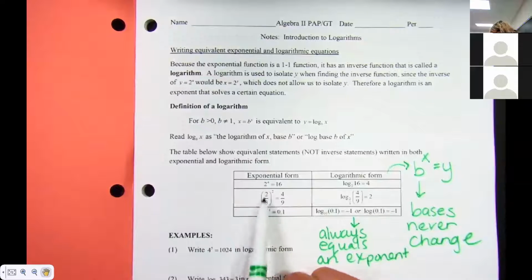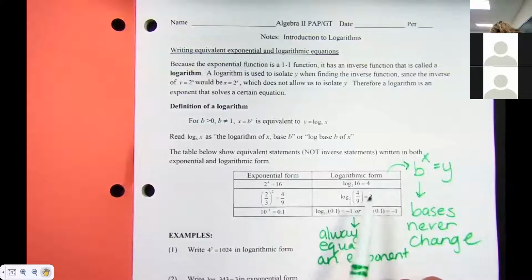Also notice the base is 2/3 here. Oh, look, the base is still a 2/3 because the bases never change. And then, of course, you have the last one. If you notice, this is a base of 10. Notice how the 10 is not written right there. I'll talk about that later on, but I'll address that.